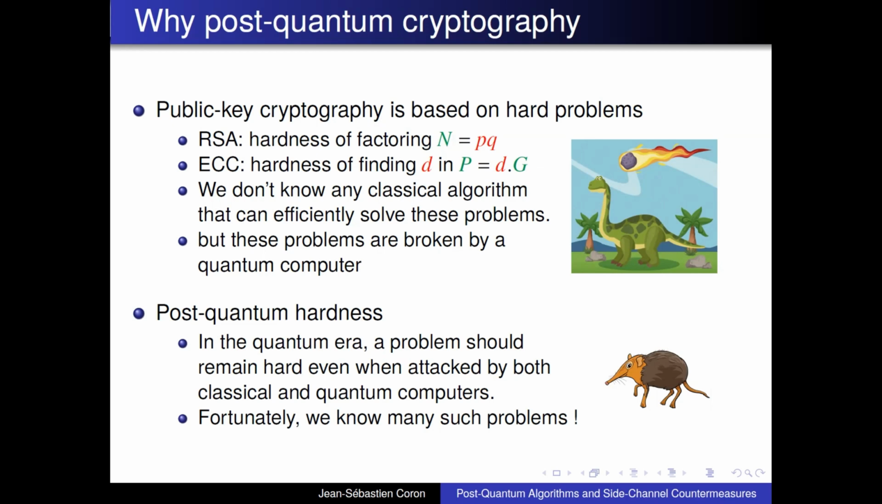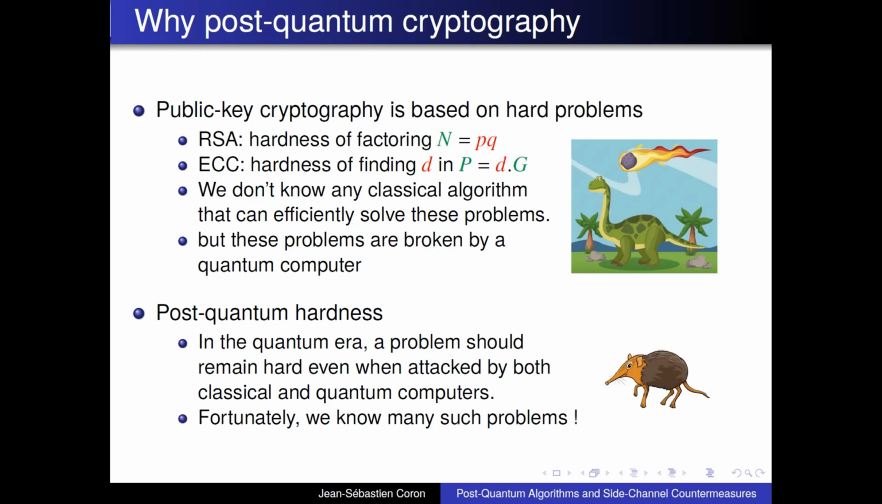But as you know, if we have a quantum computer, then we can break RSA and we can break ECC. There is Shor's algorithm, which was discovered 30 years ago, that can break RSA and ECC, assuming that we have a large-scale quantum computer. So these problems are broken by a quantum computer. Of course, we must find countermeasures, but fortunately, a quantum computer cannot break everything. There exist problems which we don't know how to solve, even with a quantum computer. And so the goal of post-quantum cryptography is to design new schemes based on these problems to be secure in the post-quantum era.